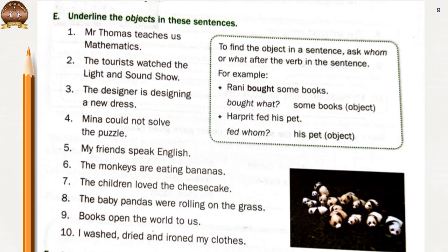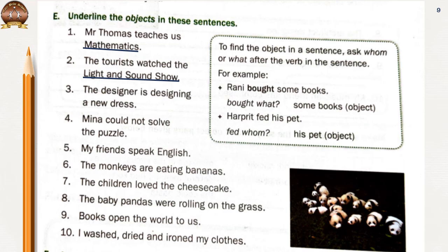Now underline the objects in these sentences. Mr. Thomas teaches us mathematics. Now what is Mr. Thomas teaching? Mathematics. So it becomes the object. The tourists watch the show. Now locate the verb: watch. What did they watch? The light and sound show.